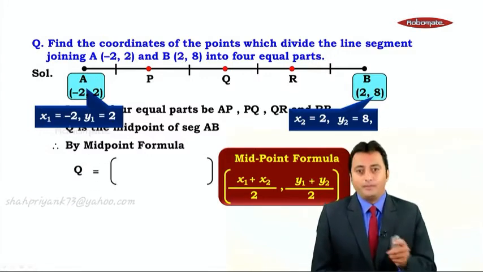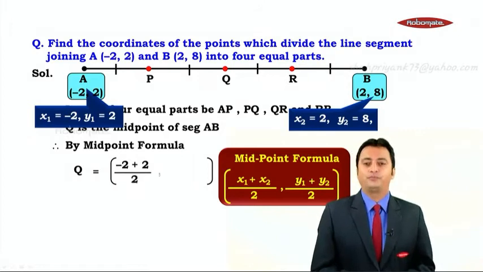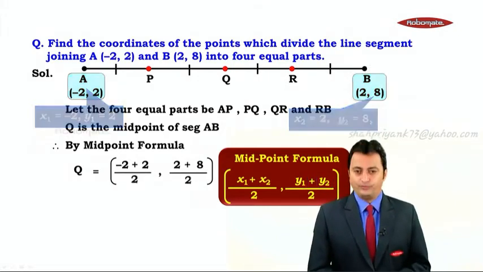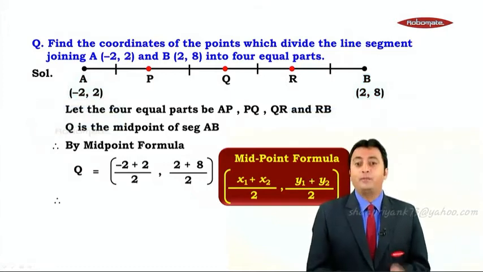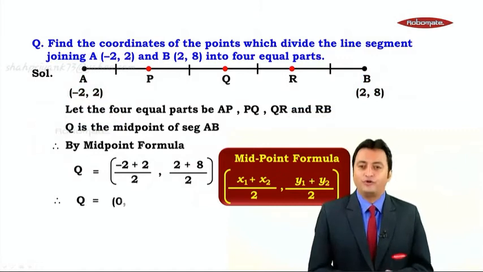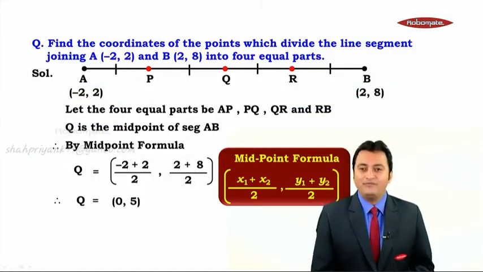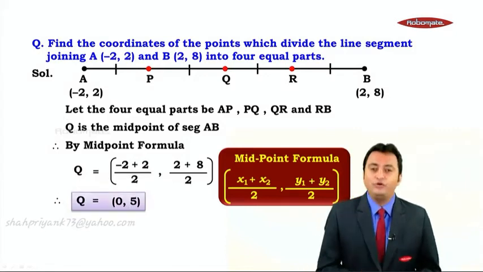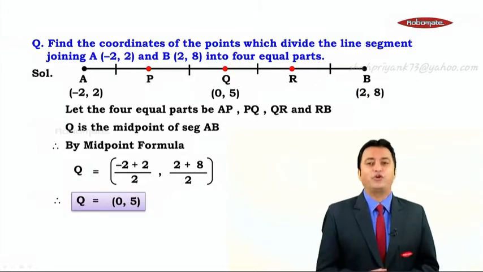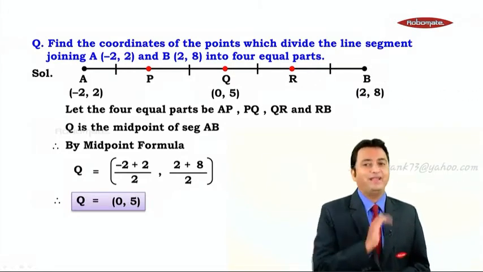It should be (-2 + 2)/2, comma (2 + 8)/2. This will give us -2 plus 2 is 0 and 0 upon 2 is also 0. 2 plus 8 is 10, 10 upon 2 will be 5, so we got the first answer. Q coordinates are (0, 5).